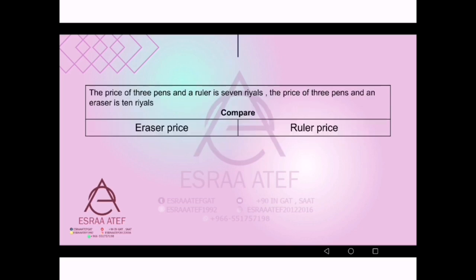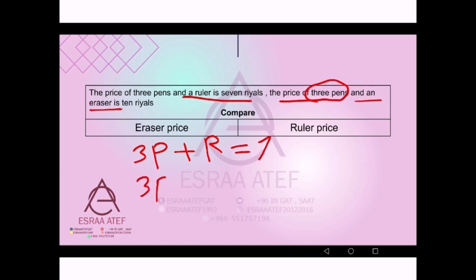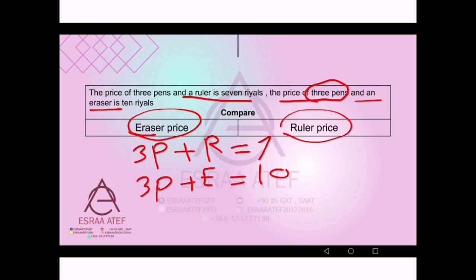Next one, the price of 3 pens and a ruler is 7 riyals, and the price of 3 pens and an eraser is 10. He wants to compare the eraser price and the ruler price. We will cancel the 3 pens with each other because they have the same price. So which one is bigger, r which equals 7 or e which equals 10? The eraser, because its price is greater when we add it to the 3 pens.